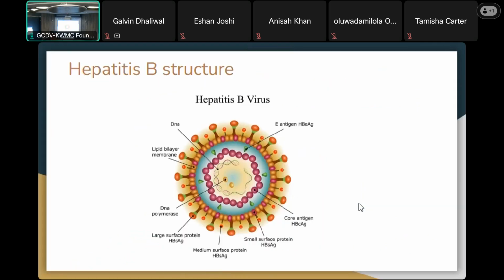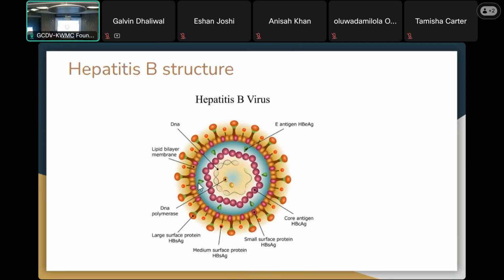Okay, so let's start with the structure of hepatitis B. Very basic, what you need to remember is there is an outer layer and an inner layer. The outer layer is the envelope. It has the surface antigen. If you see the envelope, it has different sizes of the HBsAg, which is hepatitis B surface antigen, and there's large, medium, small.